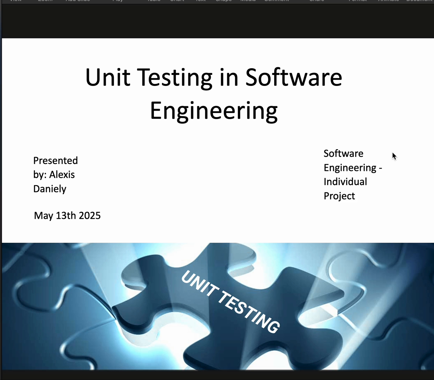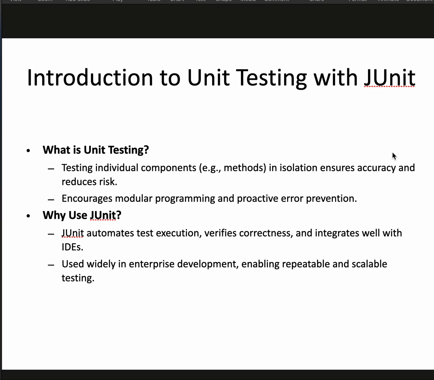Let's start with the basics. What is unit testing? Unit testing is the process of testing small, isolated parts of a program, usually individual methods, to make sure they work as expected. Instead of waiting to test everything at once, we test each part as we go. This helps us catch bugs early and write cleaner, more reliable code.